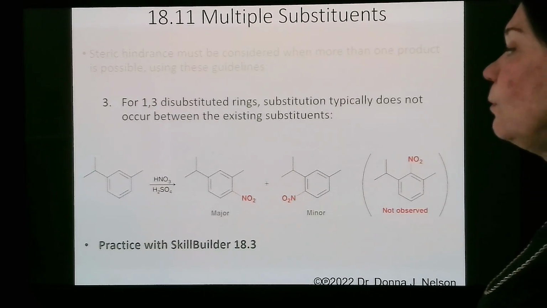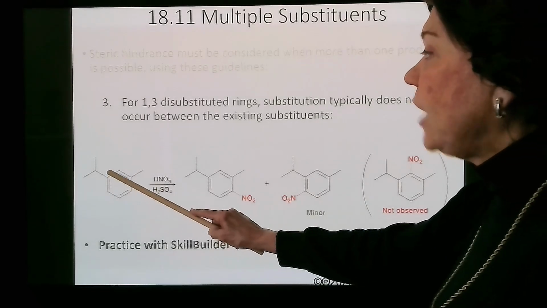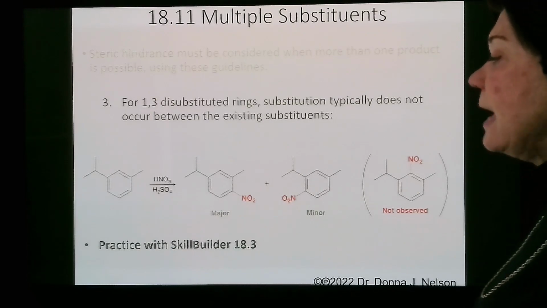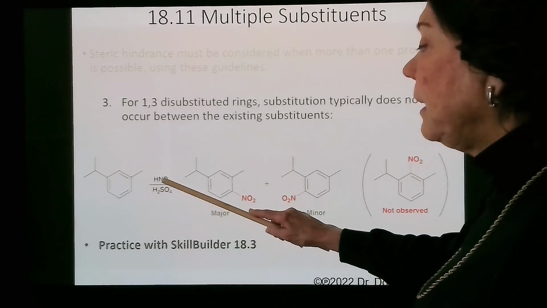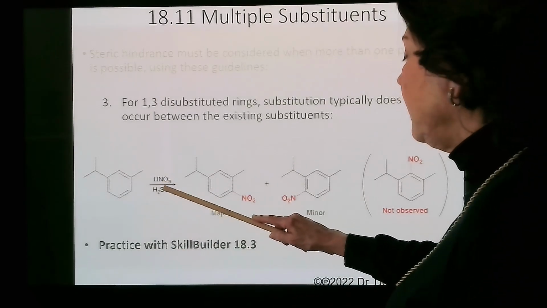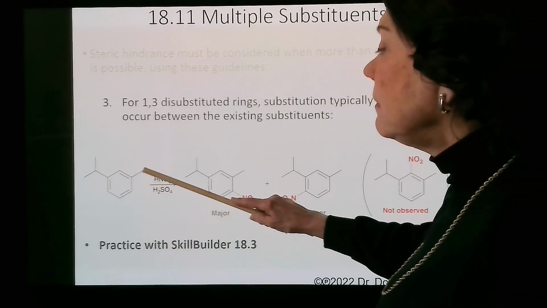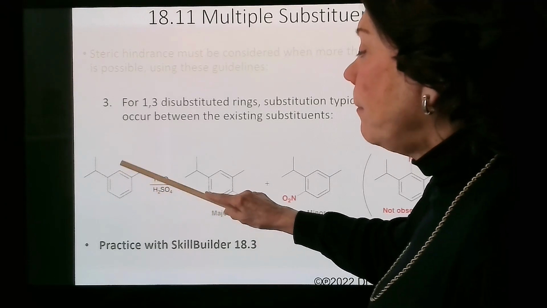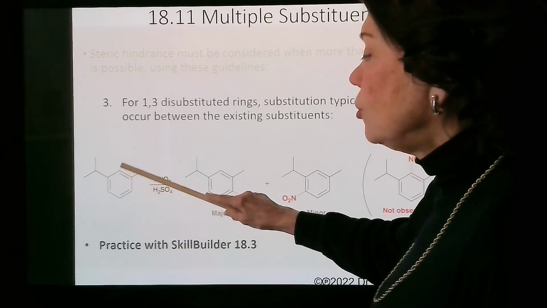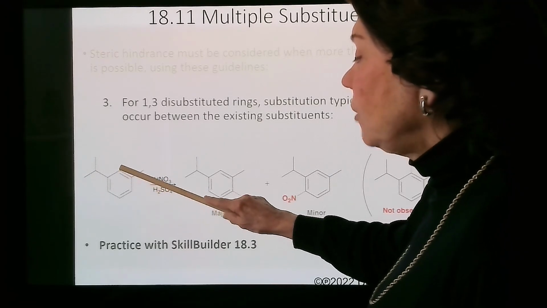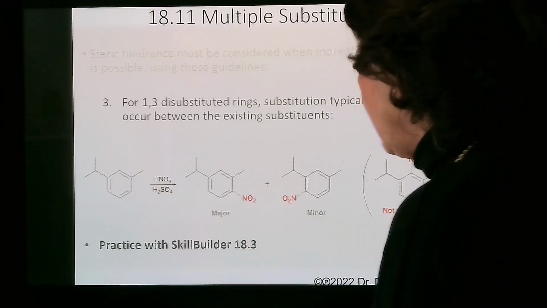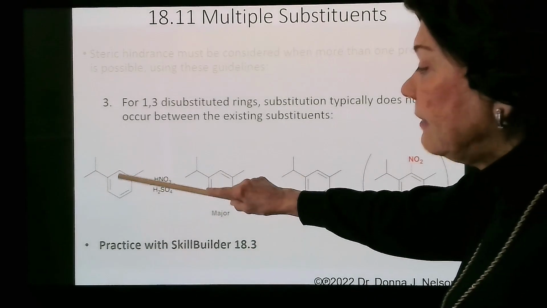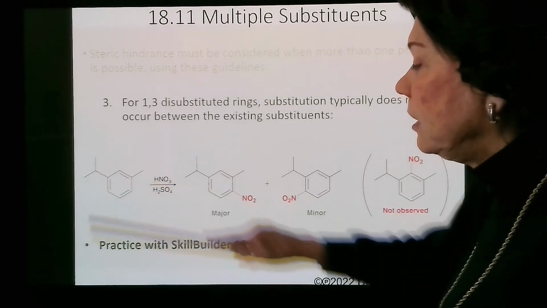Now, we have this example of 1,3-disubstitution. And so whatever the incoming group is, it could be nitro, it could be anything else. You can see you've got two groups adjacent to this position. And so this position is going to be sterically blocked. You will not observe nitration at that position in between these two substituents.